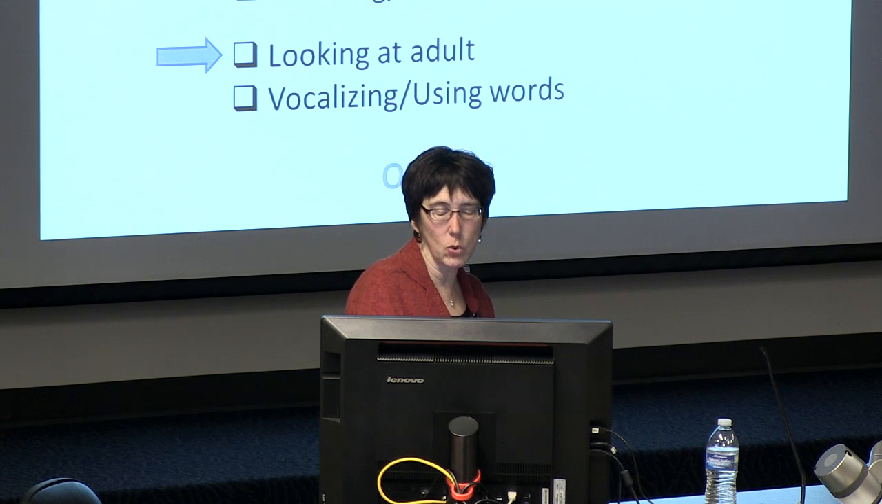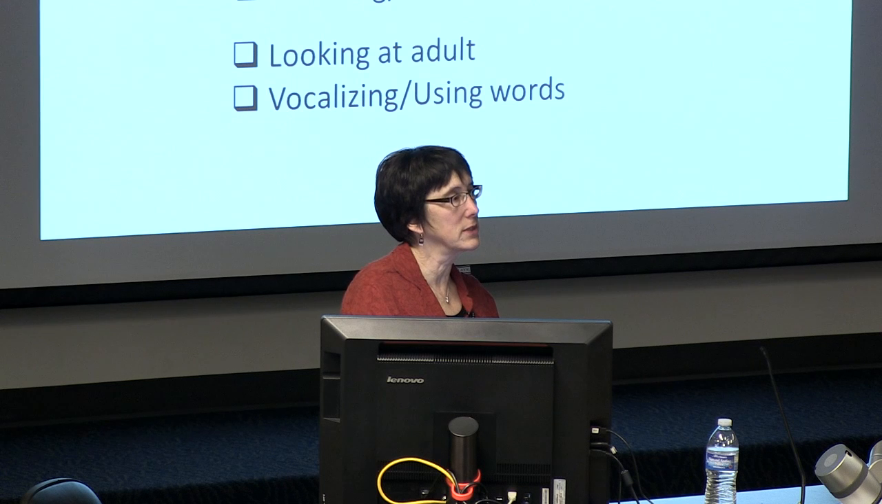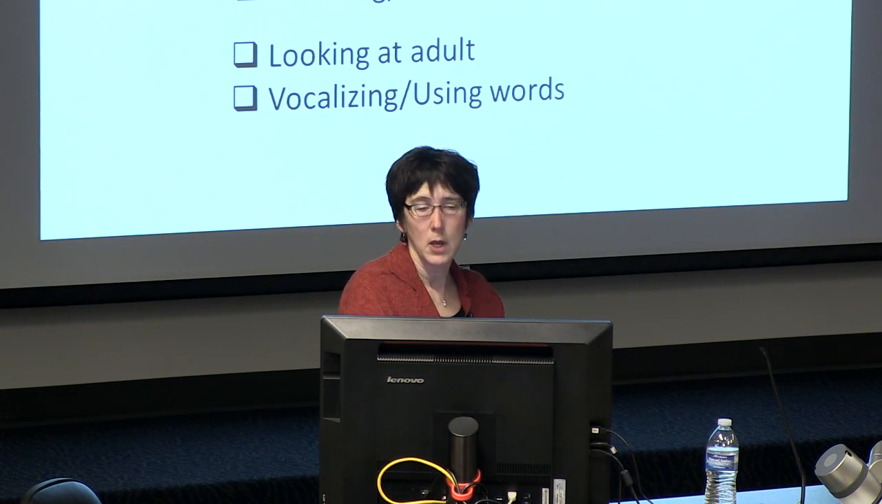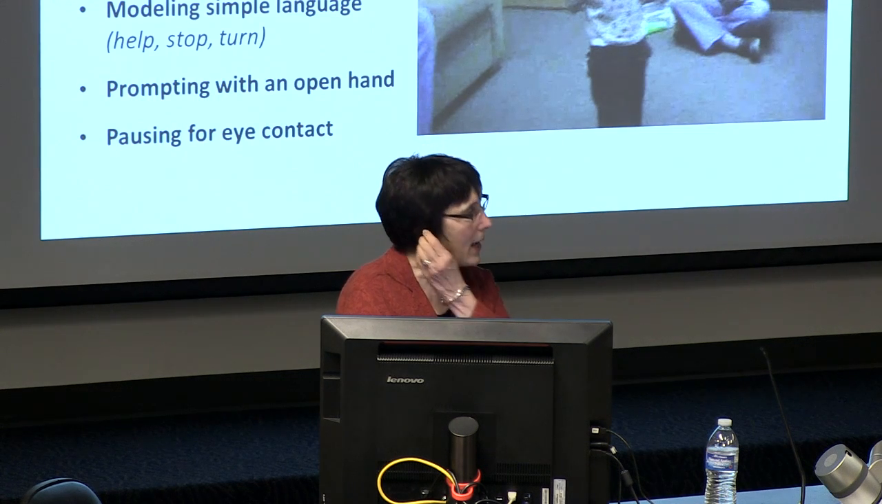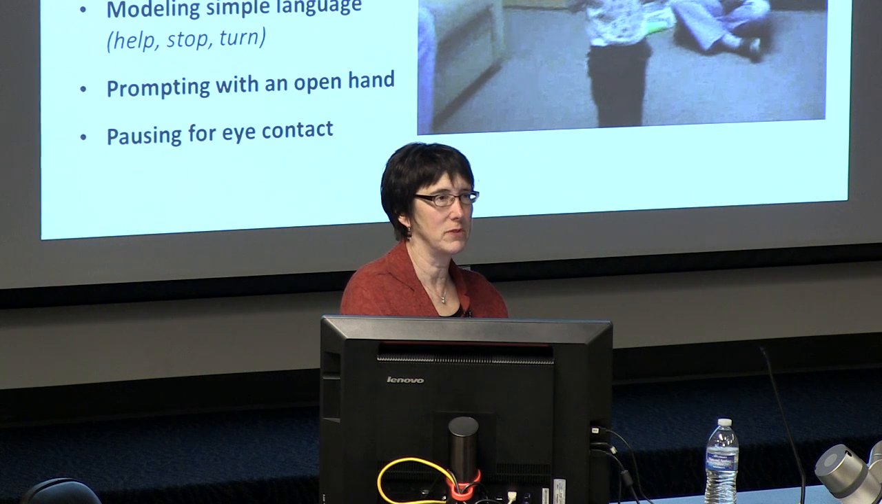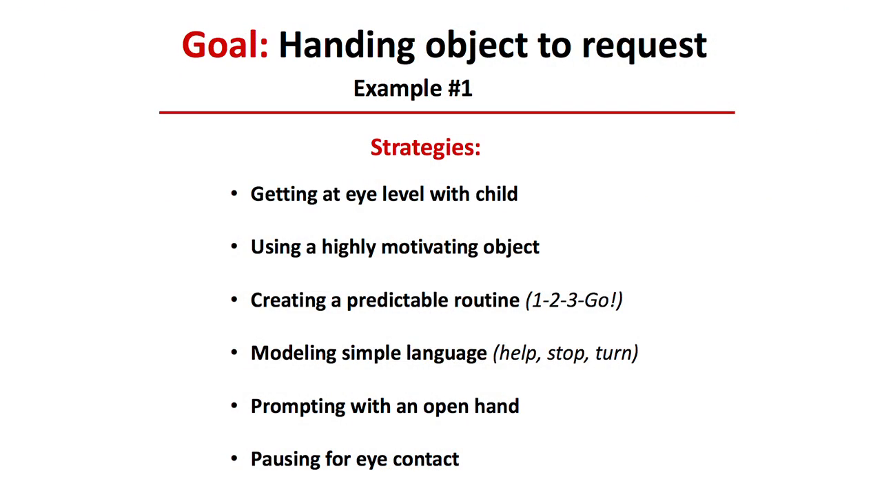Okay, so we could do this, or instead of putting an adult's hand on an object, we can teach them how to hand an object. Unfortunately, we don't have these for the same child, but we have examples of some of these with a different child. Here, the goal for this child is to hand an object to a request. This is a very motivating object. It's a spinning top that has lights that this child loves.